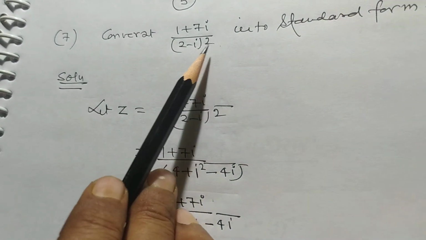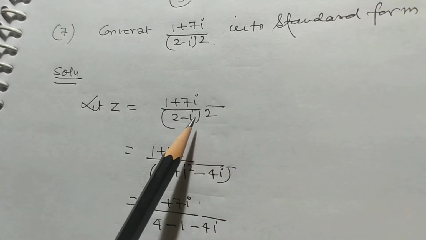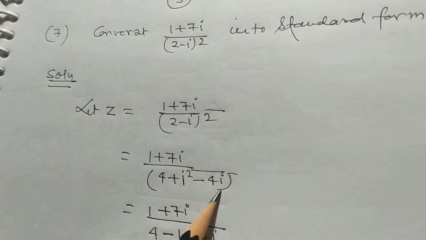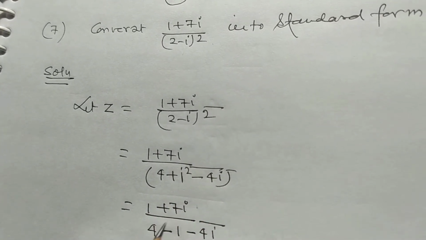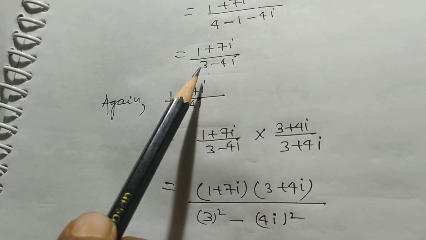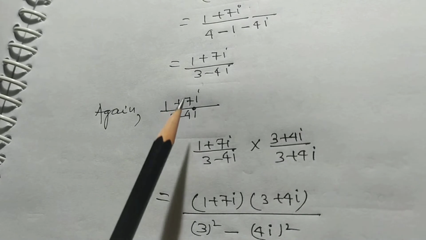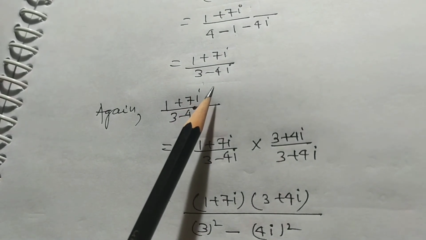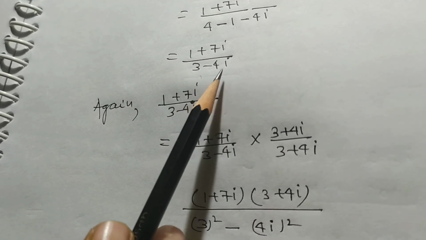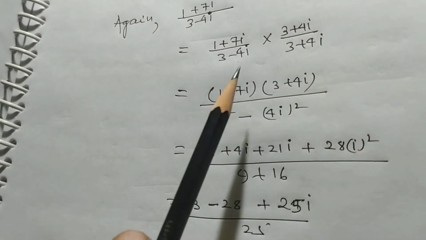Convert 1 plus 7i divided by 2 minus i whole square into standard form. So 1 plus 7i, and expand this denominator: it will be 4 plus i square minus 4i. So it will be 1 plus 7i over 4 minus 1 minus 4i, and it will be 1 plus 7i over 3 minus 4i. This is a two-step problem. You first convert the denominator and write it in this form, and now you again multiply this complex number by the conjugate of the denominator.